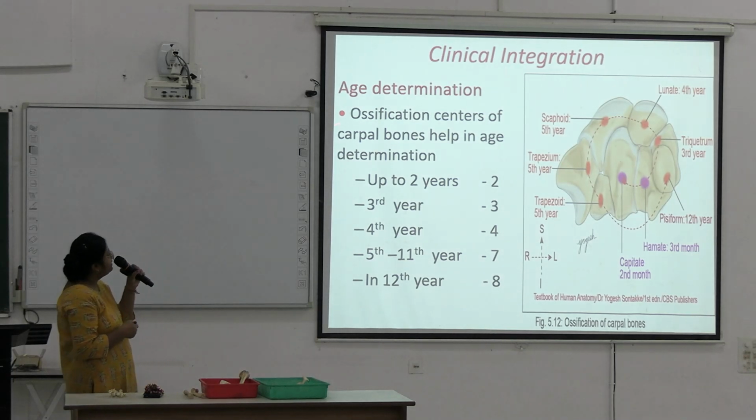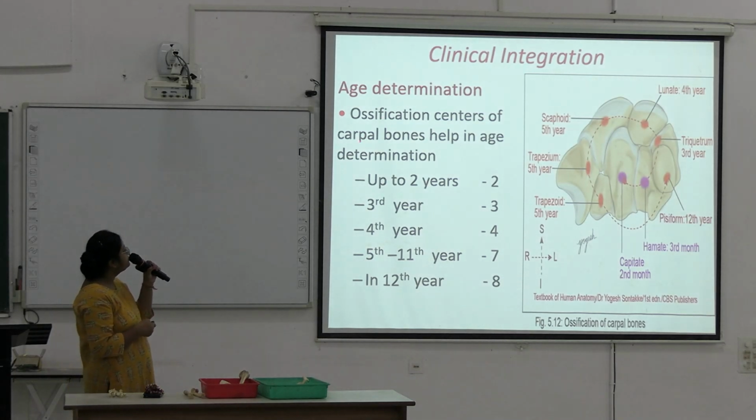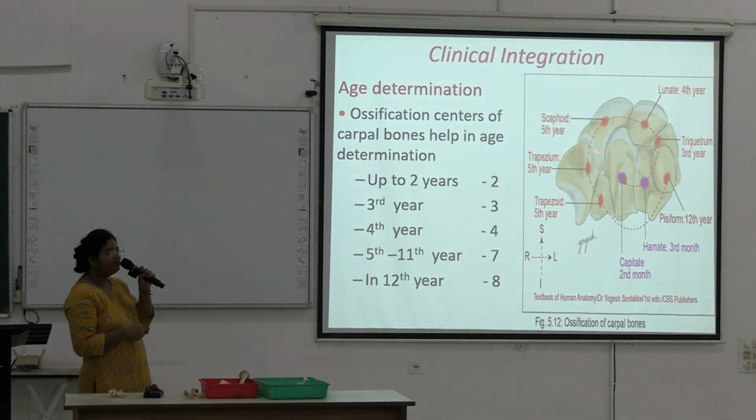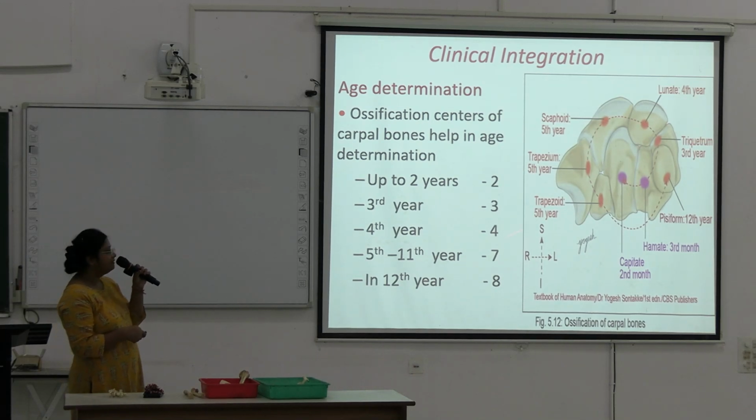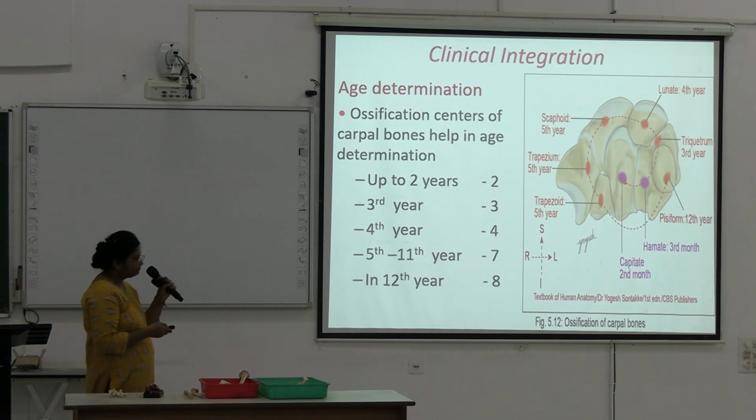Okay, so age determination: ossification centers of carpal bones help in age determination. Up to 2 years, 2 bones are appearing. Third year, 3 bones including triquetrum. Fourth year, 4 bones including the lunate. 5 to 11th years, 7 bones. And in the 12th year, 8 bones, all the 8 bones are present, okay.